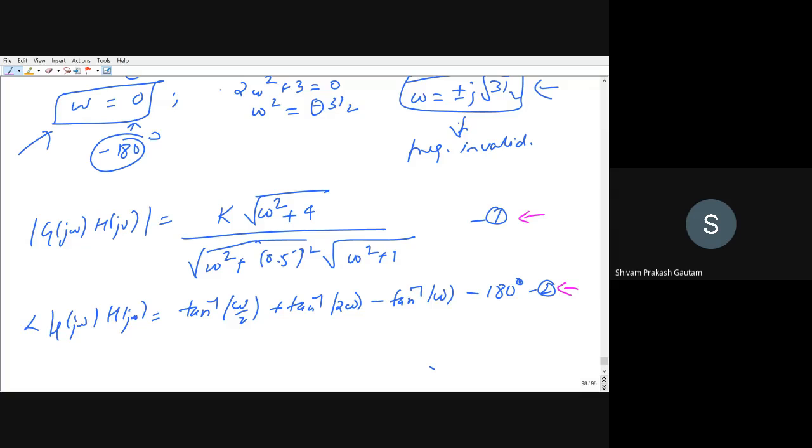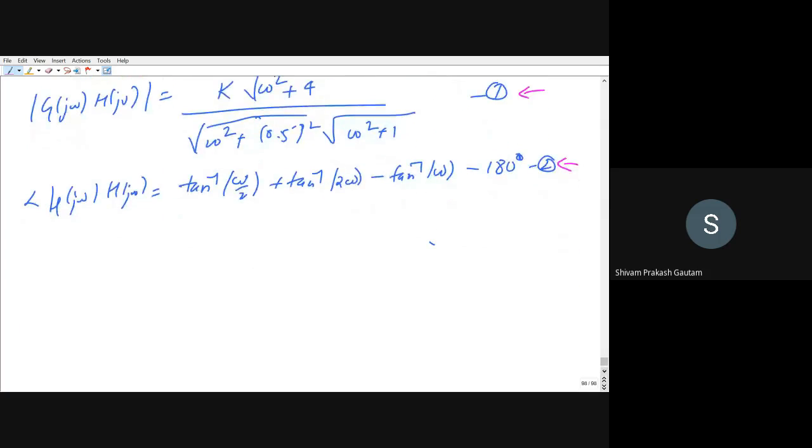And we also know that our plot will cut minus 180 degree line only at one frequency, that is omega is equal to 0. Why this minus 180 degree line is very important, we will discuss in later lectures. Just for the point, I'm letting you know that our plot will cut minus 180 degree line at omega equal to 0, that is only at one frequency. There is a significance of minus 180 degree line that we will discuss in coming lectures.